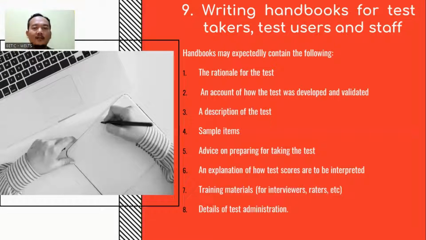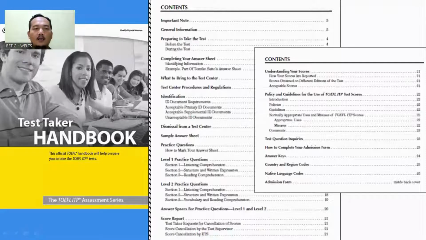And then for the staff, you can include some pages for training materials. And then next is detail of the test administration. It could be like the registration, or the admission, or the price, if you think it is necessary. That's also okay for test administration. Right, and then we go to the next slide. This is the example of a handbook.